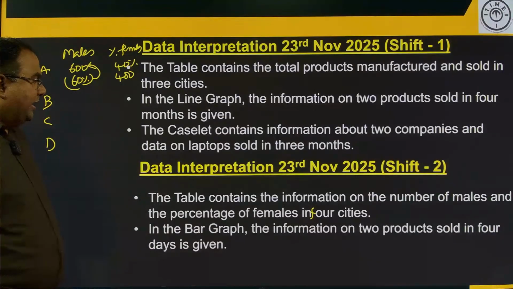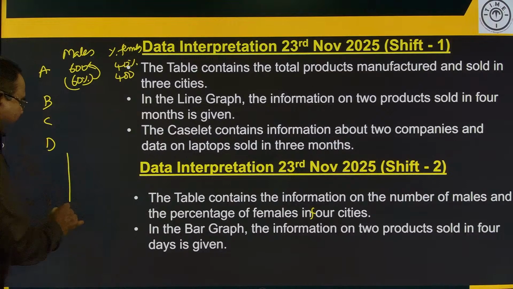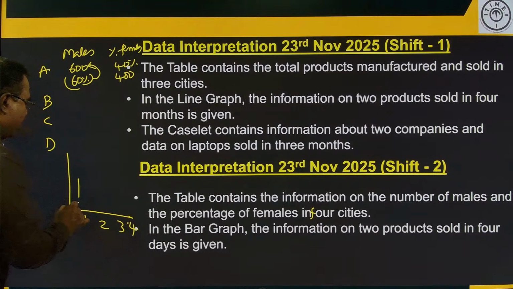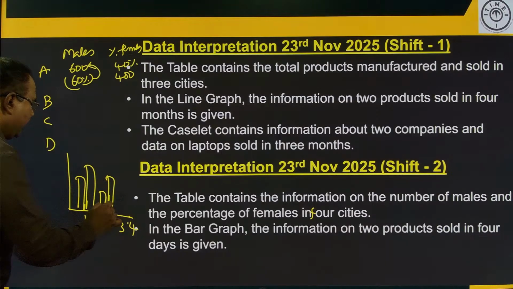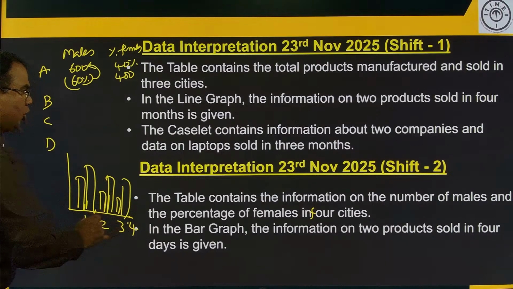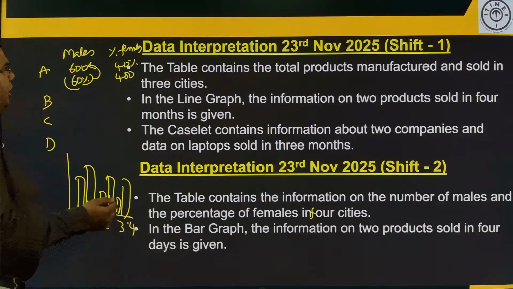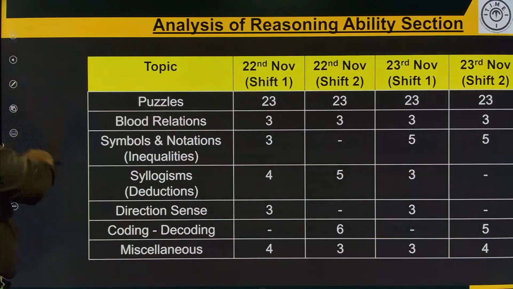Then the bar graph contains information on 2 products sold in 4 days. Again, we have got 4 days given, first day, second day, third day, fourth day, and we have got 2 bars on each day, right? This will give you information on products sold on 4 days. So this is information about your data interpretation.